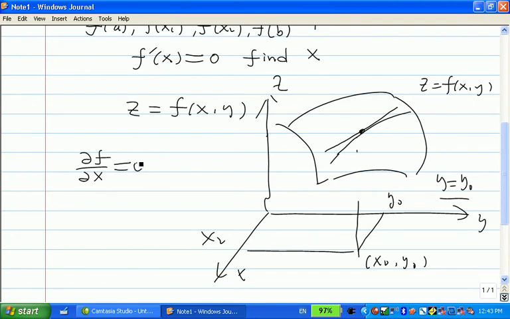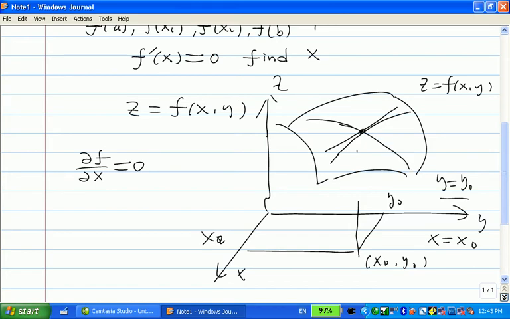Okay. Similarly, if you let x equal to x0, which is another plane, and it goes up and intersects your surface, you get another curve.